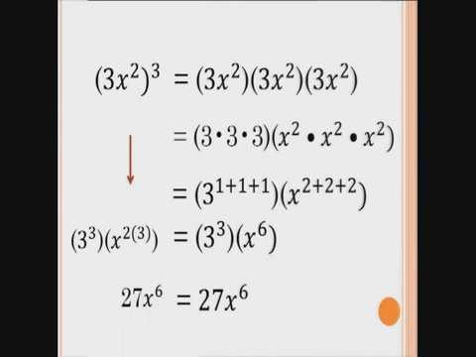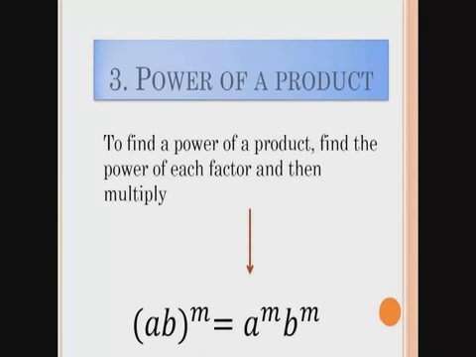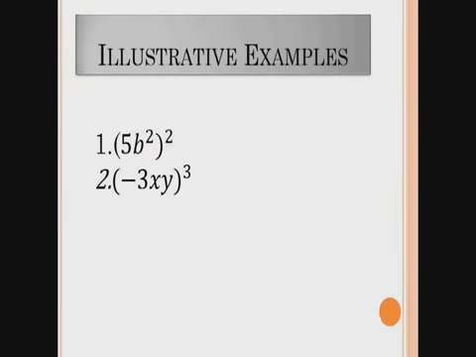Now, the last rule is the power of a product. To find the power of a product, find the power of each factor and then multiply. So, if we have ab to the power of m, we can find the power of each factor. We distribute the exponent m to each factor. That is a to the power of m, b to the power of m. Let's have illustrative examples. Number 1, that is quantity of 5b squared to the power of 2. Number 2, that is quantity of negative 3xy to the power of 3.